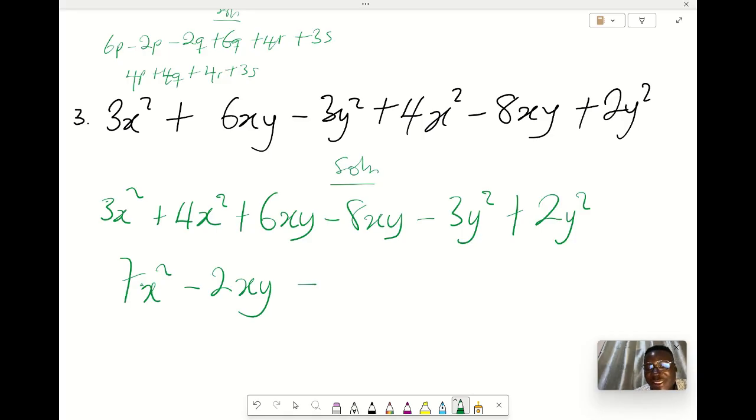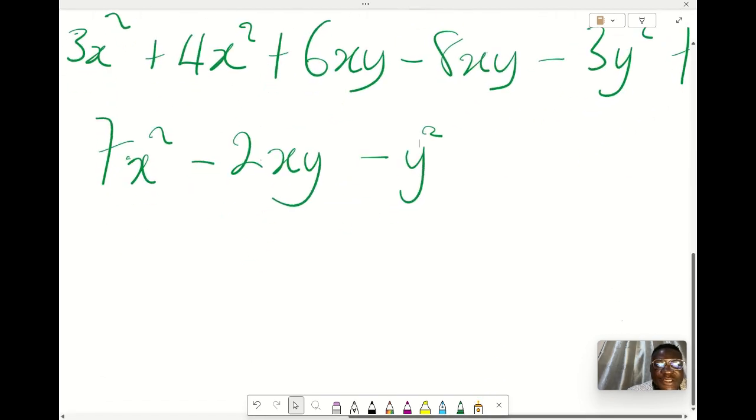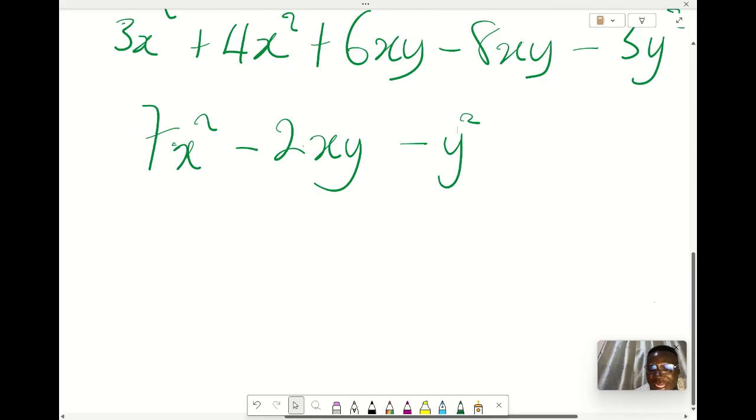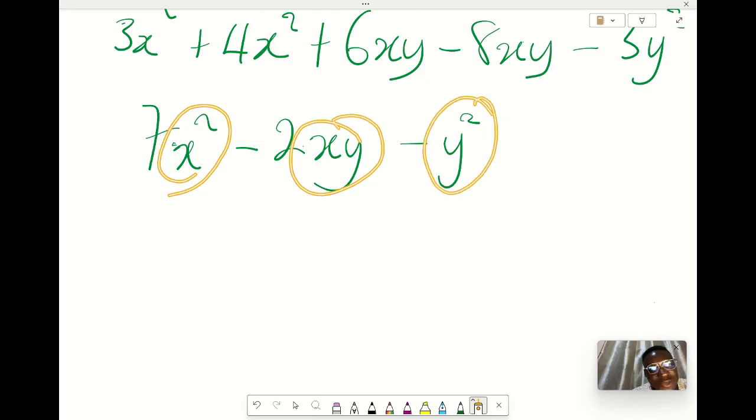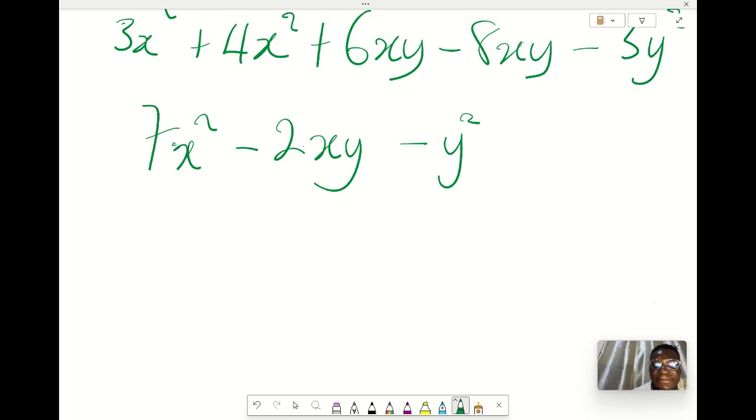The coefficient here is going to be 1. Once it's 1, you don't write it. So we write our y squared, only the variable. We have three terms: 7x squared minus 2xy minus y squared. We can't do anything to these because they are not like terms. This is x squared, this is xy, and this is y squared. They are not like terms. So finally, your answer is 7x squared minus 2xy minus y squared.